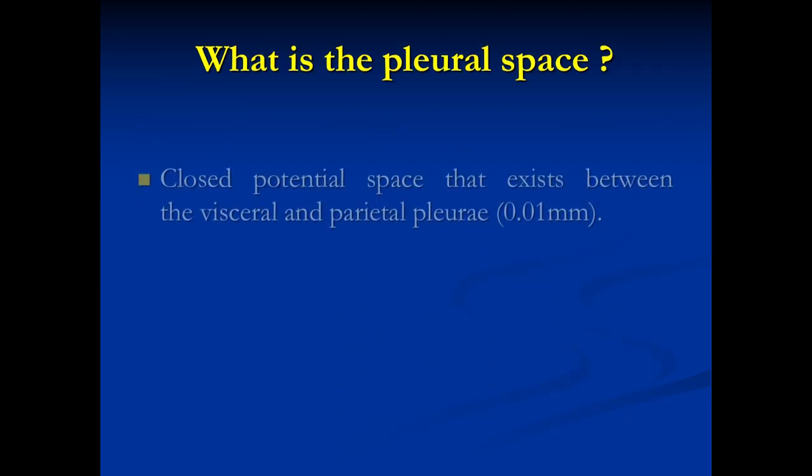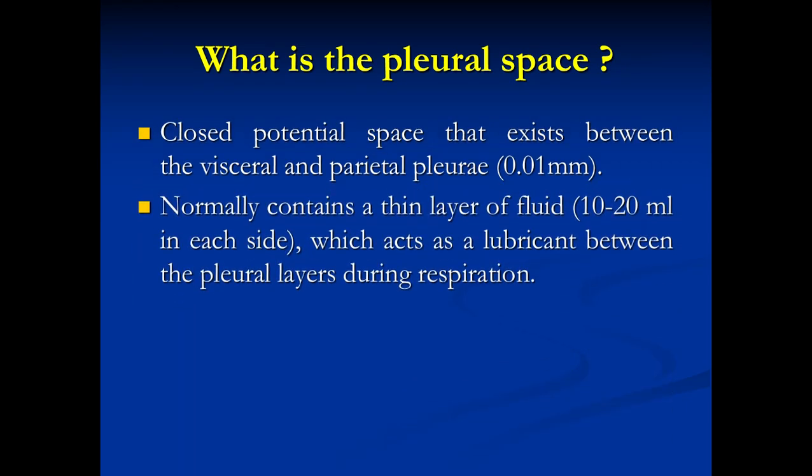What's the pleural space? It's a closed potential space that exists between the visceral and the parietal pleura. It's around 0.01 millimeter in thickness. Okay. Normally it contains a thin layer of fluid, 10 to 20 milliliters in the right side, and another 10 to 20 milliliters on the left side, which acts as a lubricant between the pleural layers during respiration.